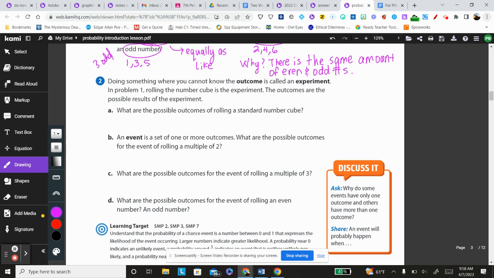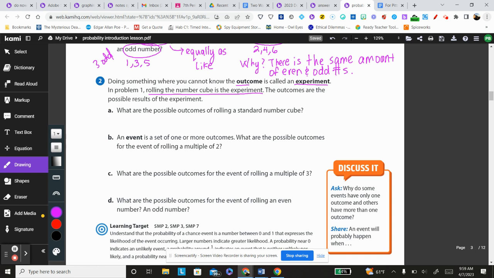Doing something where you cannot know the outcome is called an experiment. So if I ask you to toss the die or to roll it, that's an experiment because you don't know what it's going to land on. You don't know what's going to happen. The outcome is what's going to happen in the very end. And problem number 1, rolling the number cube, if you roll it, it's an experiment.